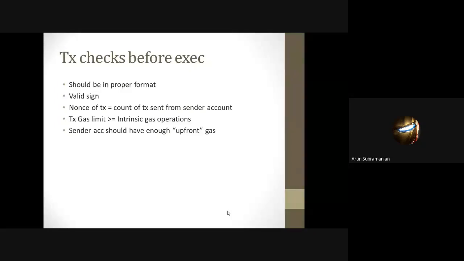So we foresee these will be the gas operations that will be taken care of, and we should set the gas limit, and the gas limit should be greater than or equal to the intrinsic gas operation. Then only can it go for the transaction. Also, if it foresees that the intrinsic gas is higher and he doesn't have enough upfront gas with him, better not to do the transaction.